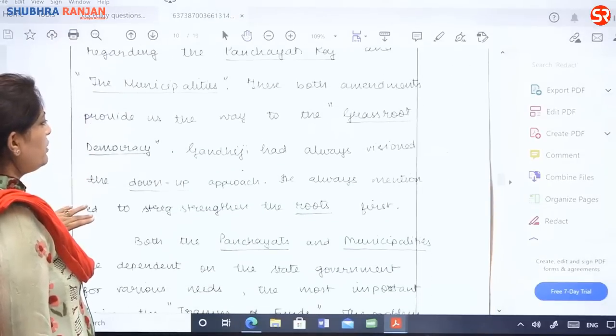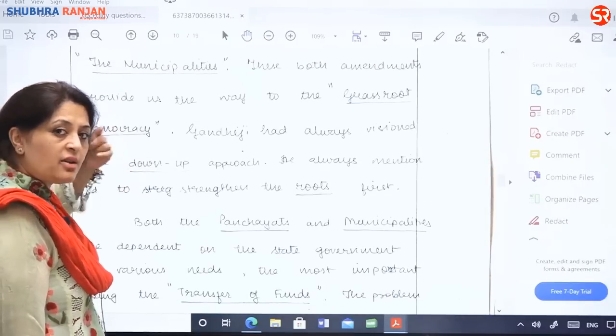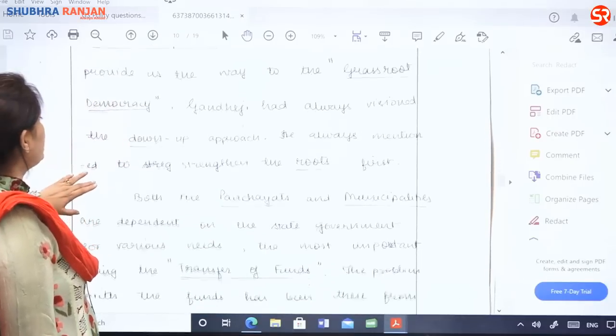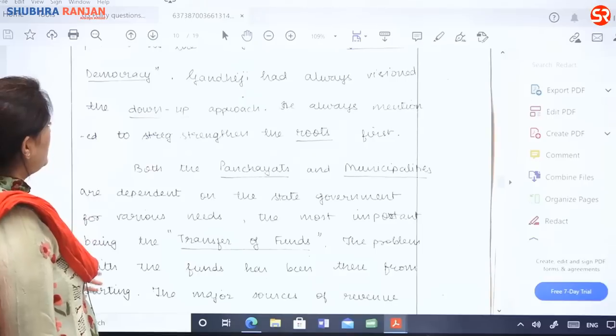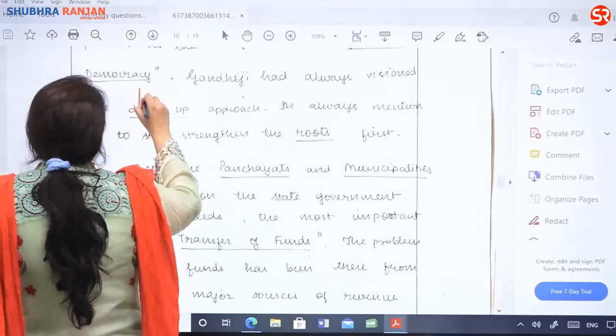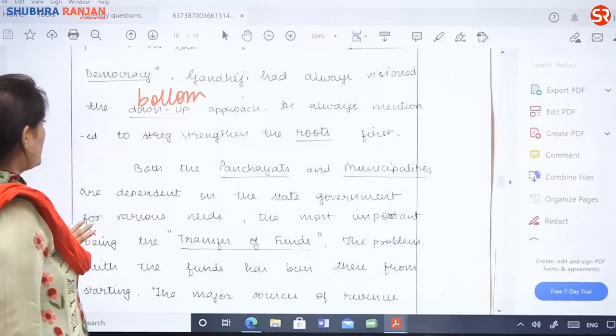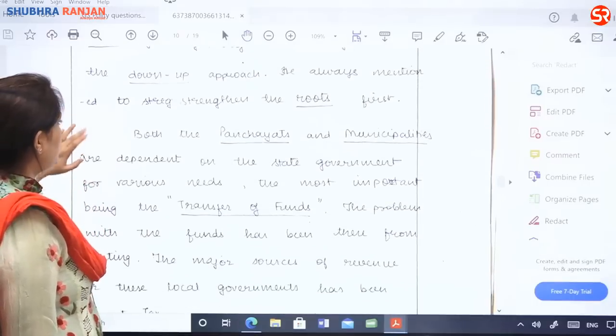Gandhi ji had always envisioned, preferably right, Gandhi ji is not good to hear, had always envisioned the down up approach. ये डाउन अप अप्रोच कौन सी है? बॉटम अप अप्रोच तो सुना है. He always mentioned to strengthen the roots first.